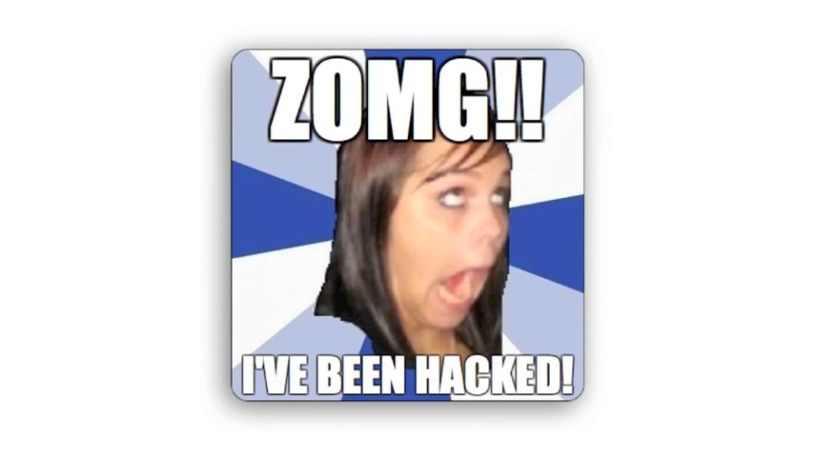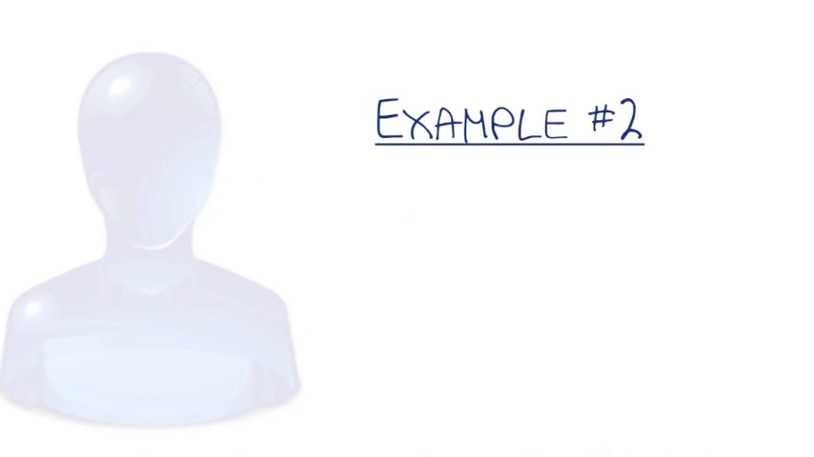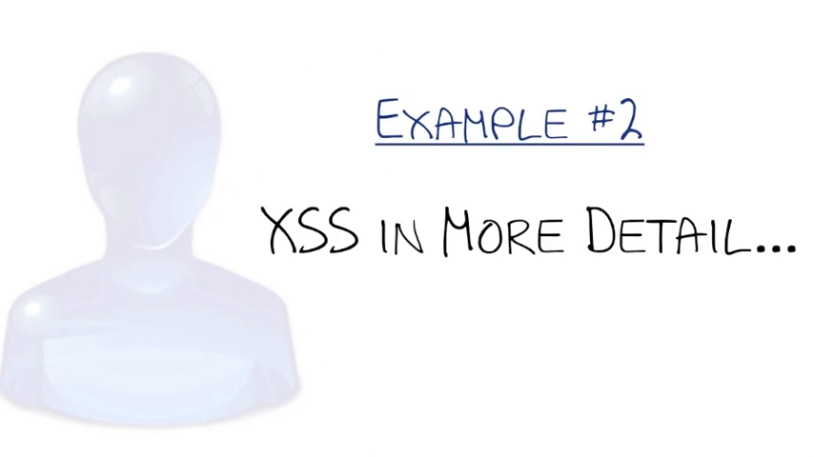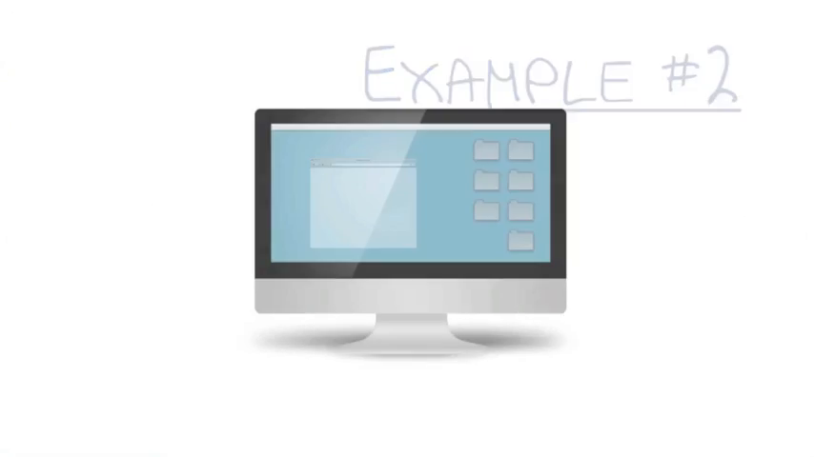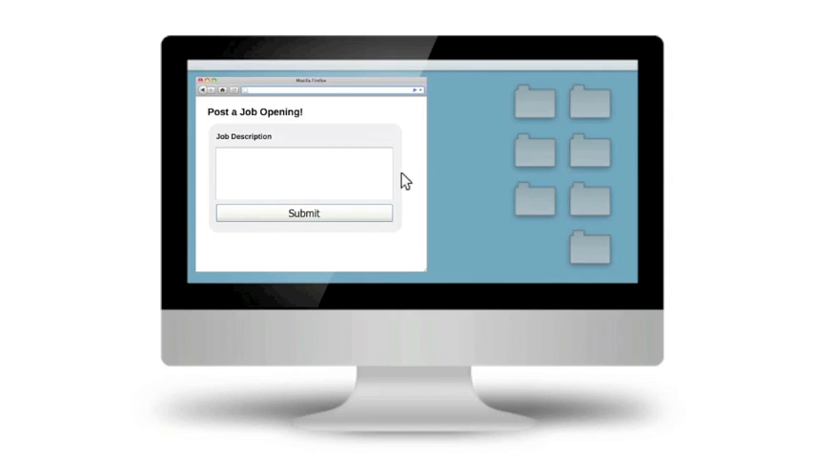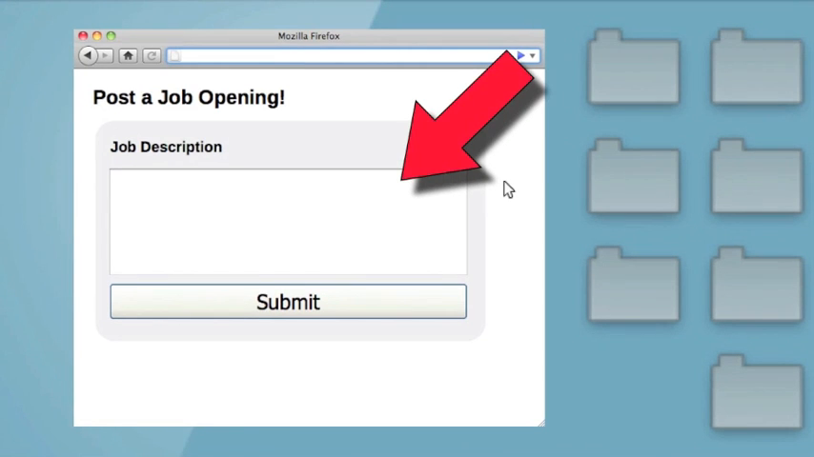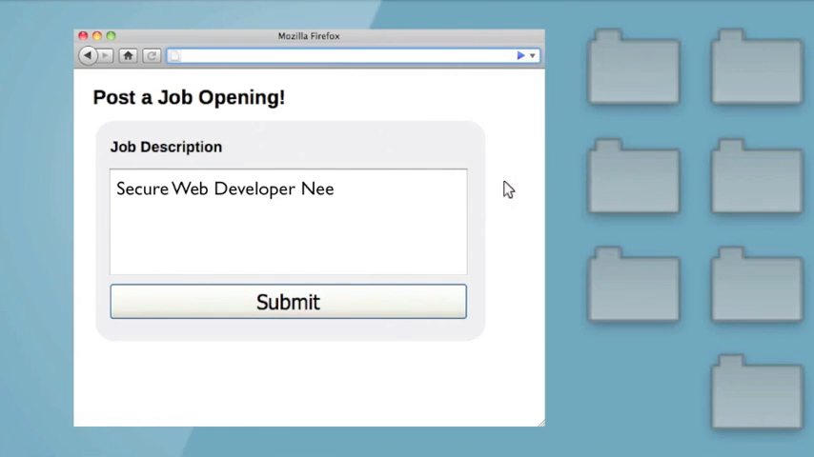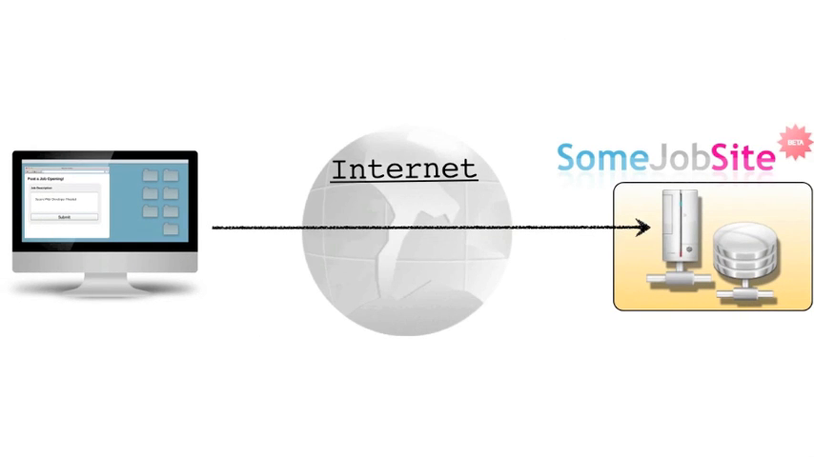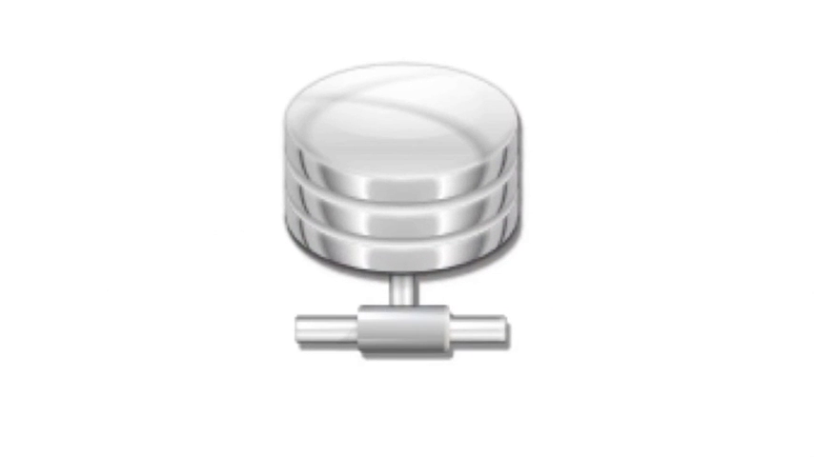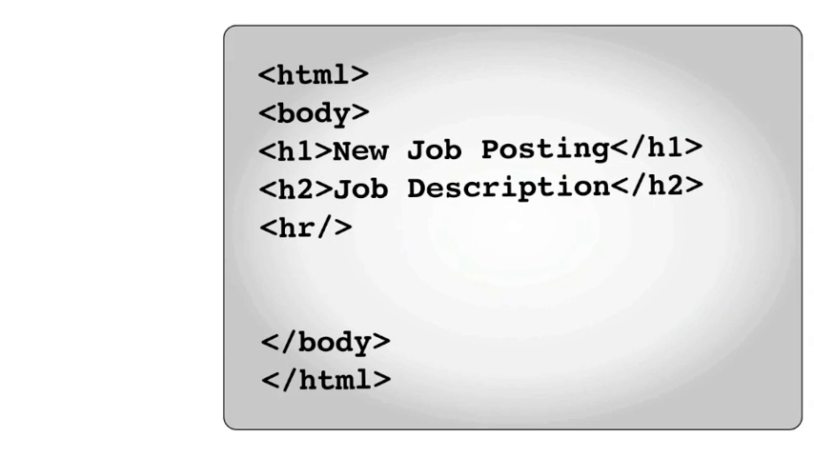So now that we understand what the attacker is trying to accomplish, let's look at another example in a bit more detail. Imagine an employment website. Here, the intended workflow of the application is that an employer visits and posts a new job opening. And to keep things simple, imagine there's only a single field, the job description field. The employer enters the description and clicks submit. The employer's browser then sends the request across the internet to the employment site's web server, where it will be stored in the database. From that point on, every time a visitor views that job opening, a dynamic web page will be created.